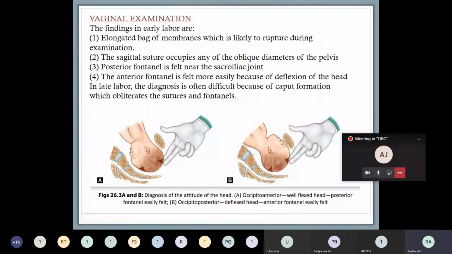and the fontanelle. Okay. So in a well-flexed head, you remember the dictum, you should never be able to feel the anterior fontanelle. If you are able to feel the anterior fontanelle, that means this head is a deflexed head.